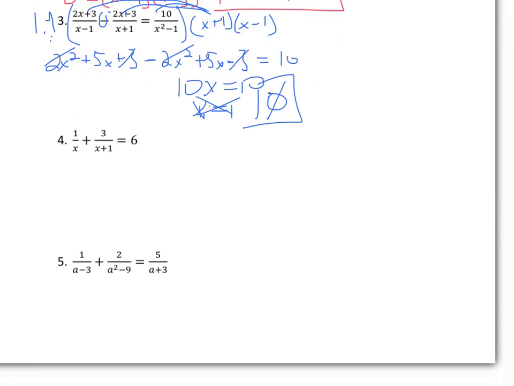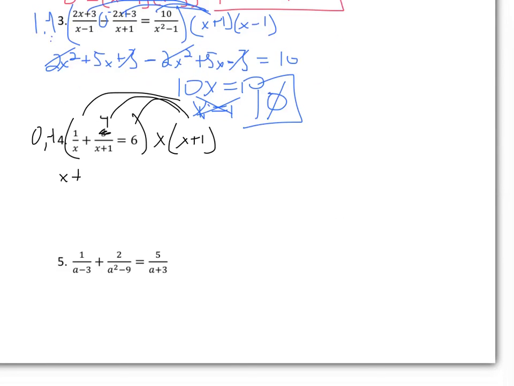Okay? Number 4. I made a small mistake here, so make sure you change this. It's not supposed to be a 3. It's supposed to be a 4 right there. This one's actually pretty easy, so we got to find our possible zeros in the denominator, which are going to be 0 and negative 1. We're going to multiply by our common denominator, which is x times (x + 1). Multiply that everywhere. Our x's are going to cancel out.